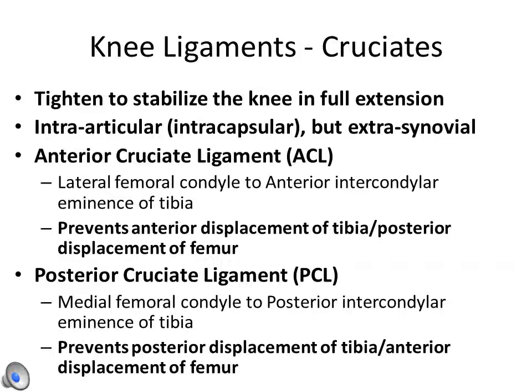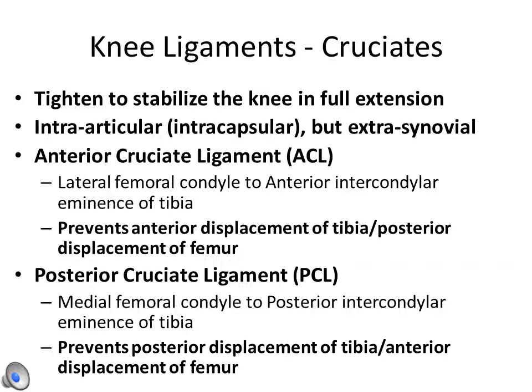As the intercondylar eminence forms, the ACL attaches to the anterior aspect of the intercondylar eminence, whereas the PCL attaches to the posterior aspect of the intercondylar eminence. The ACL and the PCL are considered intra-articular or intracapsular, but extrasynovial because they lie between the fibrous joint capsule and the synovial membrane.